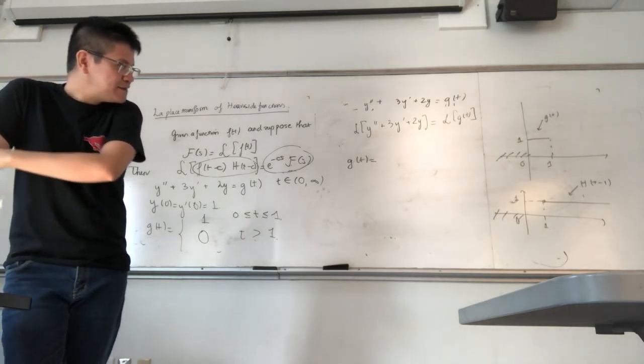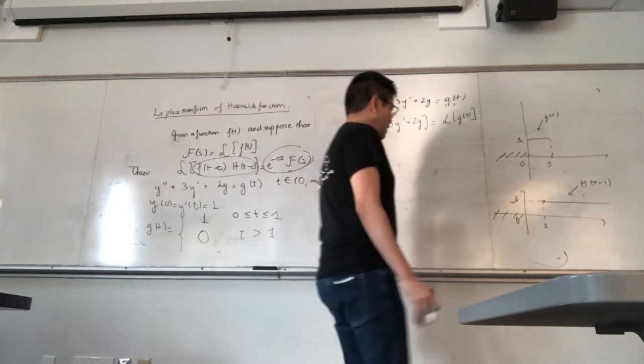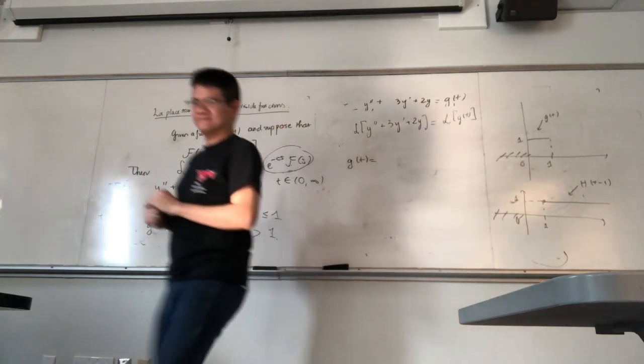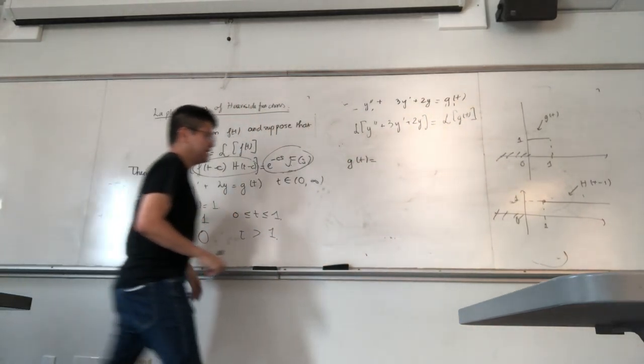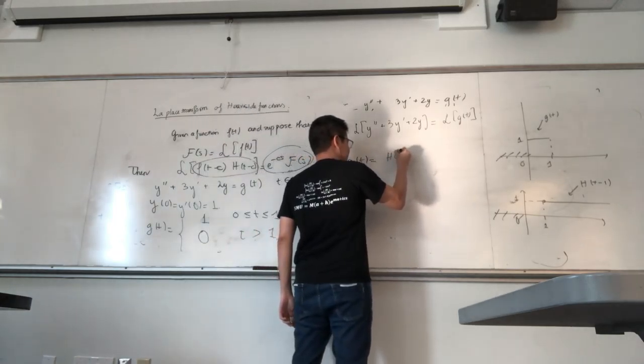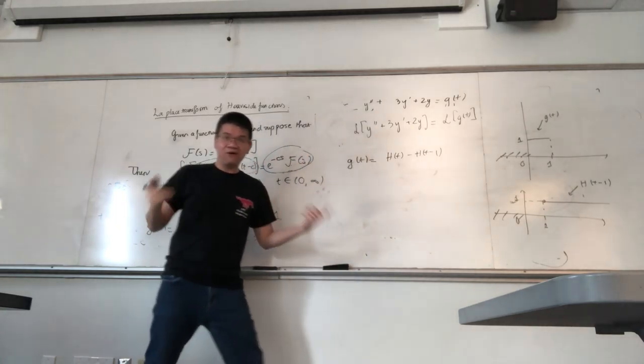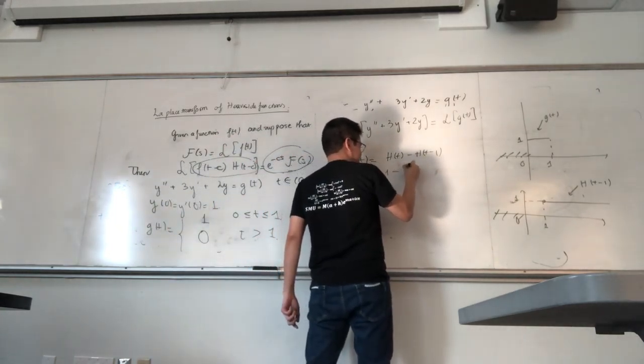Well, I was going to say, could you do like 1 minus h of t minus 1? So, yes. Right, so g(t) will be 1 minus h of t minus 1. Or, simpler, this is 1 minus h of t minus 1.